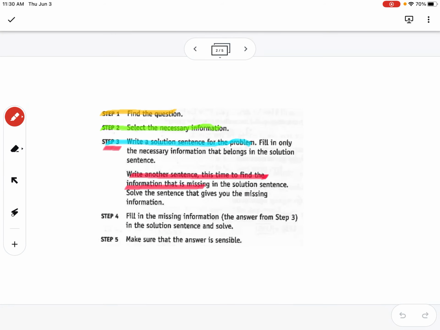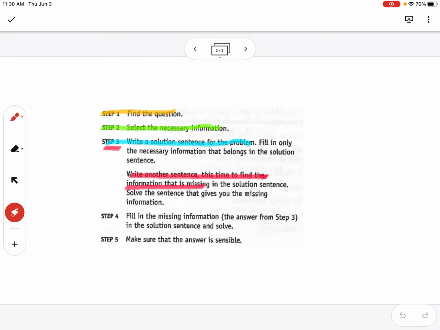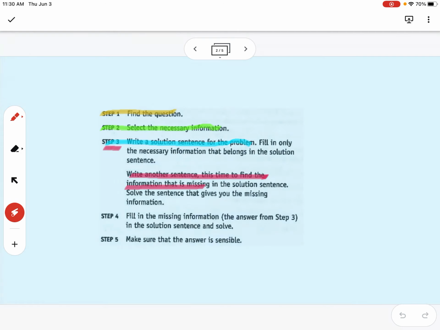This is the set of 5 steps that has been adapted to include one strategy for dealing with combination word problems. You'll notice that step number 1 stays the same. Find the question. What does the question ask you to find? Step number 2 stays the same. Select the necessary information. I've even tried to keep the highlighting colors the same. Yellow for step 1, green for step 2, blue for step 3.